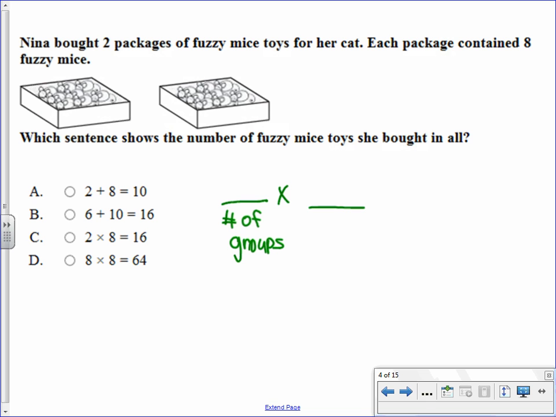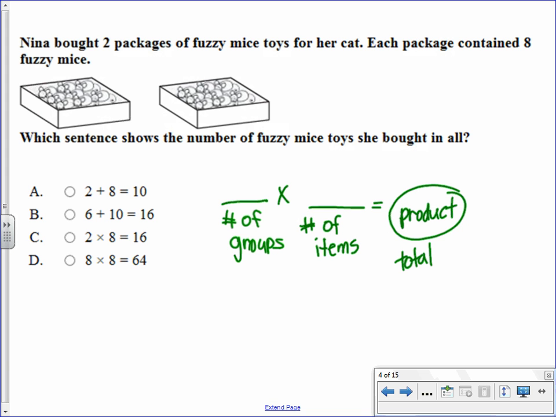The second factor, and remember, factors are numbers that we're multiplying together to get a product. Good, Mia B. First factor is the number of groups. The second factor is the number of what? Kyle. Number of mice. Okay, so in any problem, it would be the number of items in each group. And then the product is the number in all, the total.